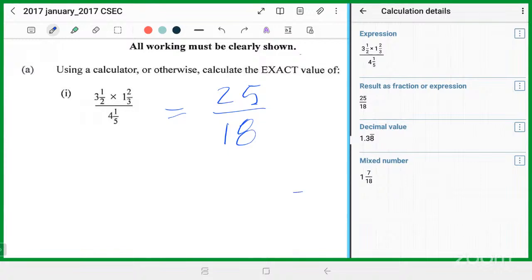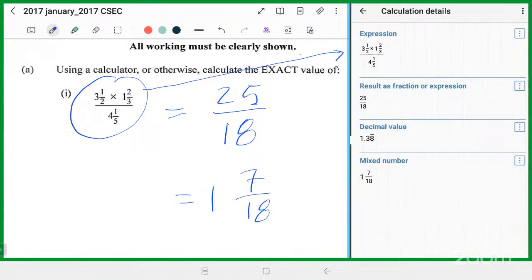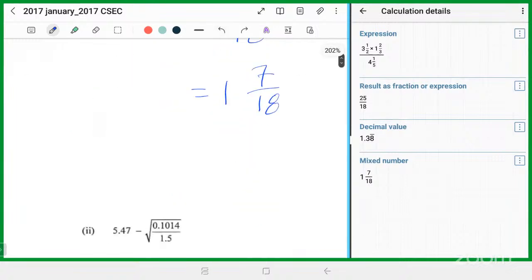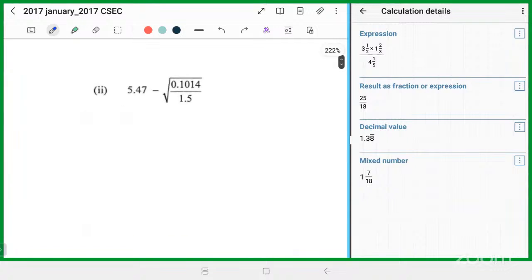If you want to write this as a mixed number, it will be 1 7/18. It's a matter of ensuring that we put the exact thing in the calculator, which is what I have there. All right, and that finishes that first part. Let's move down to here. We have to calculate this one as well with the calculator. So let's go back.